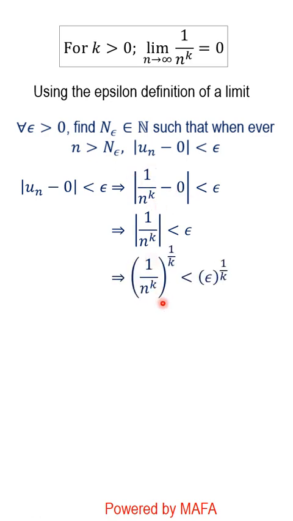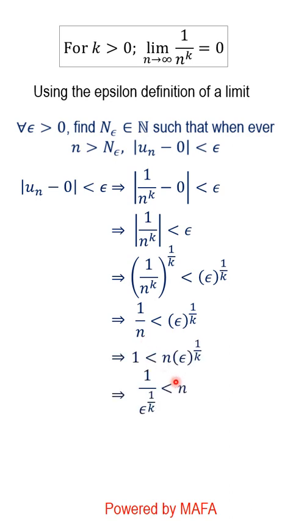Now we raise both sides to the power 1 over k, and then 1 over n to the k raised to the power 1 over k is just 1 over n. We multiply both sides by n, then we divide both sides by epsilon raised to the power 1 over k, and then we rewrite the inequality as n greater than 1 over the k root of epsilon.